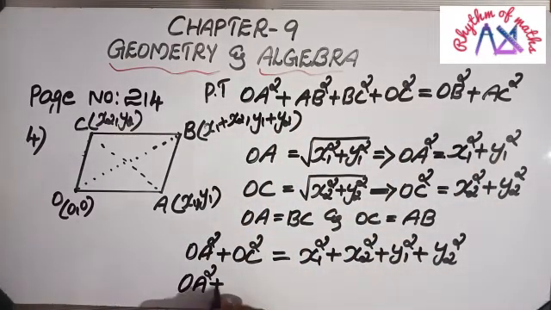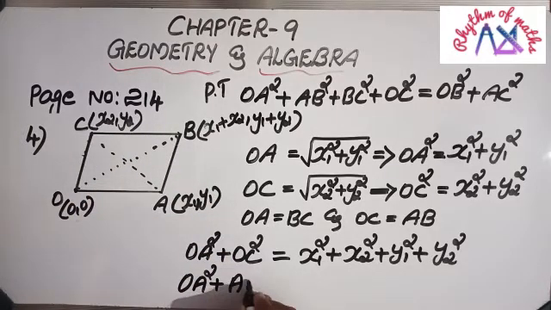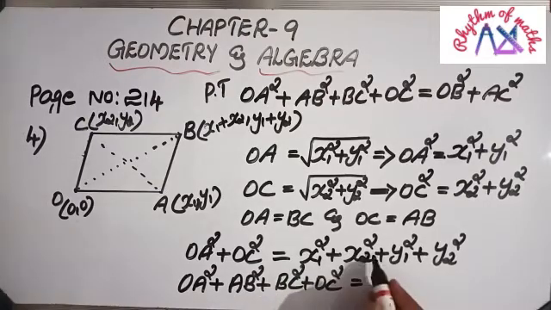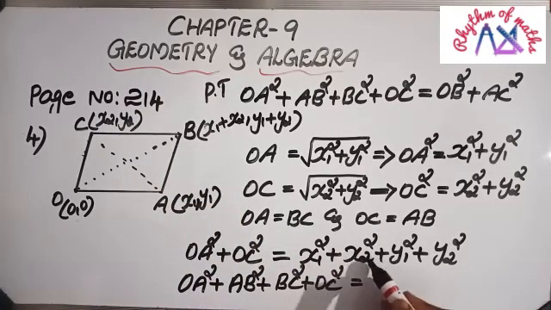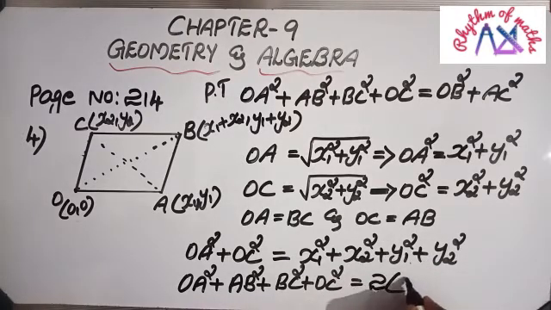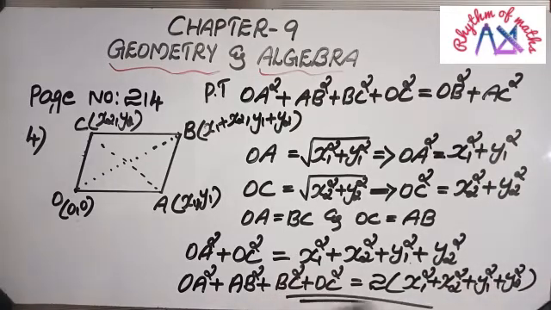OA square plus AB square plus BC square plus OC square. The sum of all four sides, the same answer will repeat. For the second side also the same answer will repeat. That means x1 square repeats 2 times, x2 square repeats 2 times, y1 square repeats 2 times. So the answer becomes 2 into x1 square plus x2 square plus y1 square plus y2 square. This will be the first part.